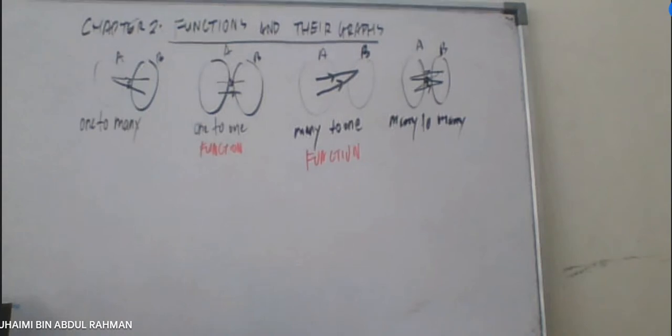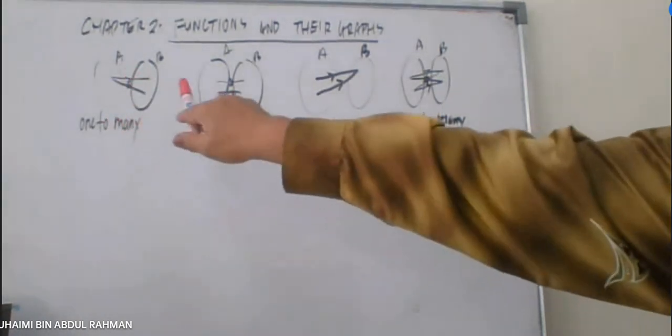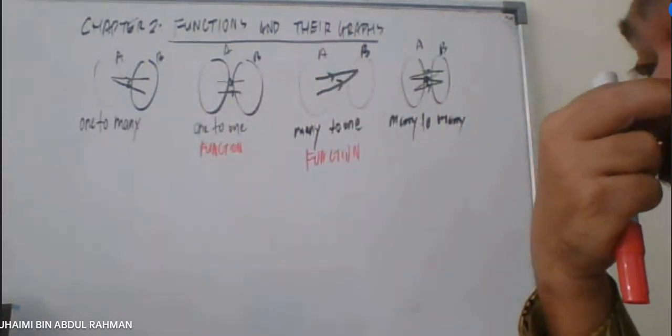And the definition of a function: a function f is a rule that assigns to each element x in set A exactly one element, which we call f(x), in set B. So the reason why this is not a function is because one element in set A goes to more than one element in set B.